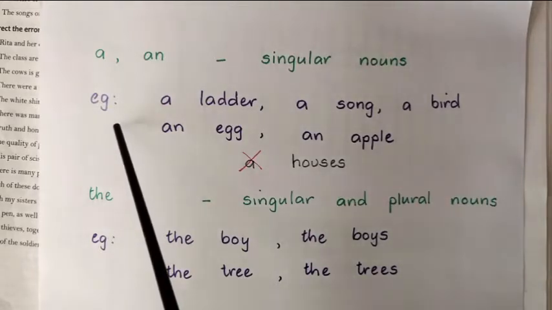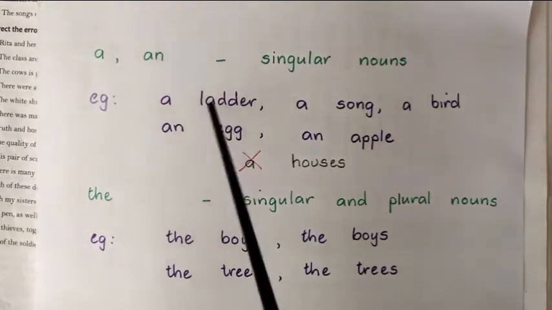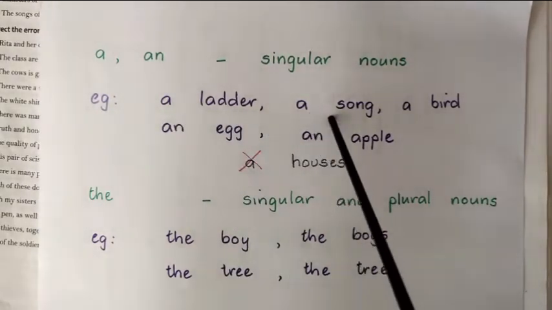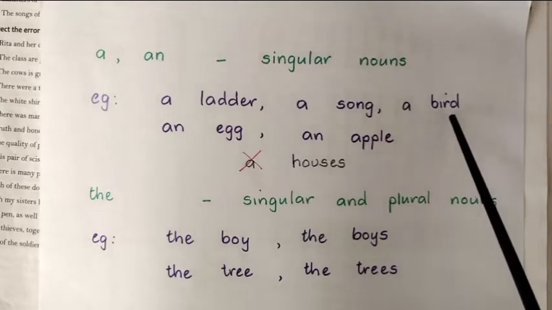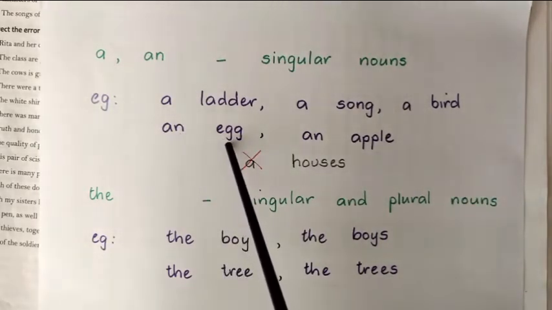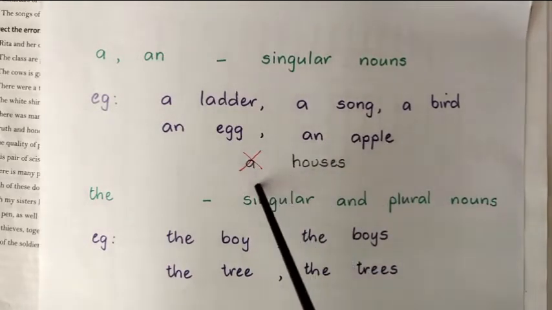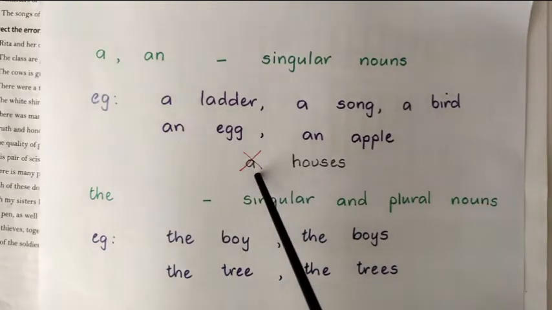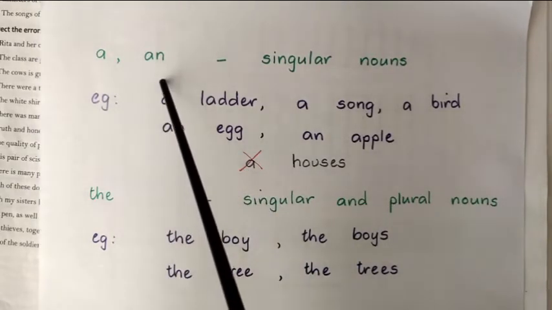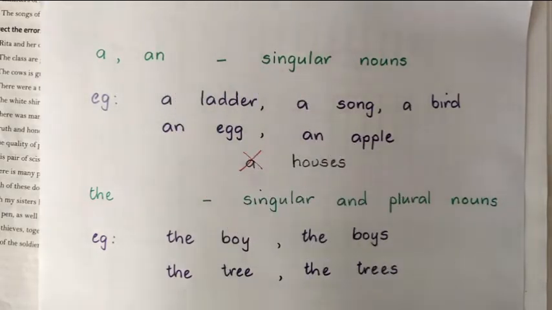Now, a and an are used with singular nouns. For example, a ladder. A ladder means one ladder. A means one. A song, that means one song. A bird means one bird. An egg, one egg. An apple, one apple. You cannot say a houses, because houses is plural and a means one. So remember, a and an mean one. So they are used with singular nouns.